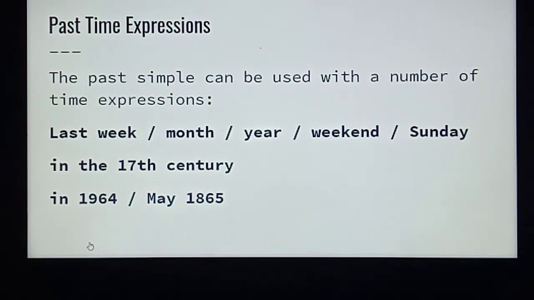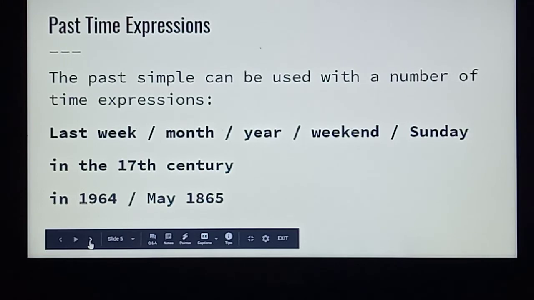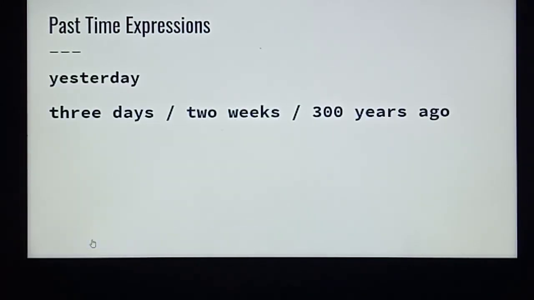Now, let's learn about past time expressions. How is it used? The past simple can be used with a number of time expressions. Last week, last month, last year, last weekend, last Sunday. In the 7th century, in 1964, in May 1865. Yesterday, 3 days, 2 weeks, 300 years ago.